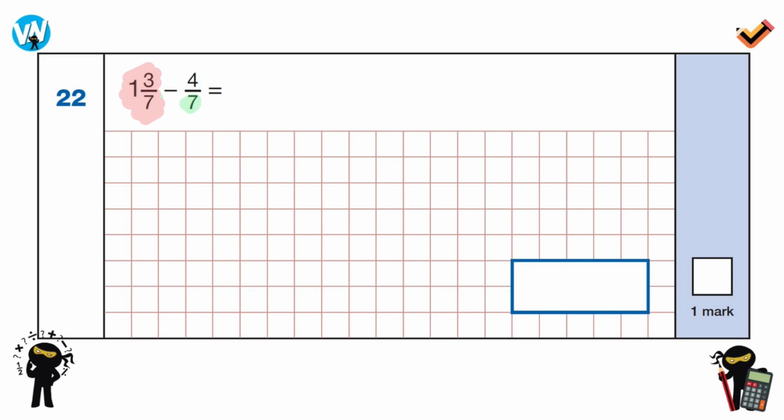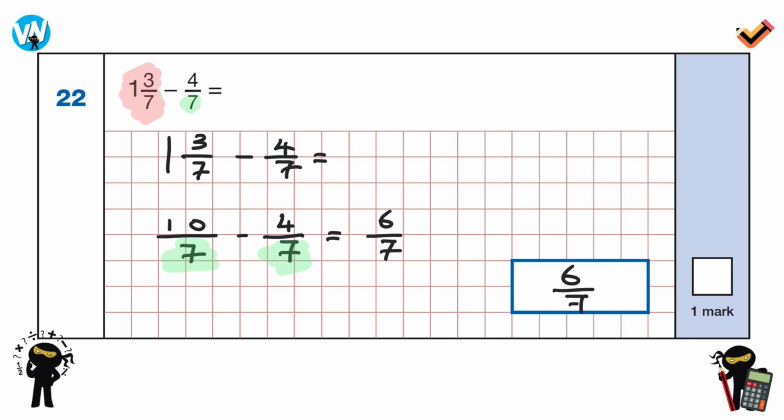So we've got 1 and 3 over 7, take away 4 over 7. Fantastic. So now I'm going to do 7 times 1, which is 7, add the 3, which is 10. So this fraction is now 10 over 7, and I'm taking away 4 over 7. Perfect scenario. I've got denominators that are the same. I can just do 10 take away 4, which is 6. So I'm left with 6 over 7, and that is the answer.